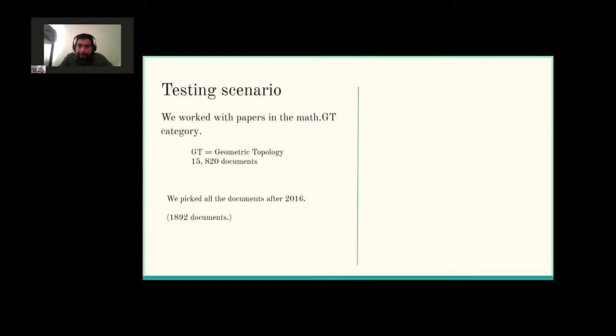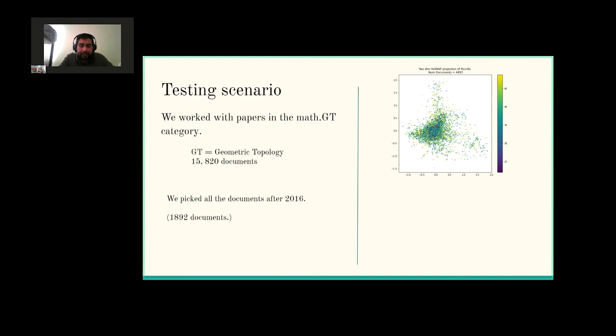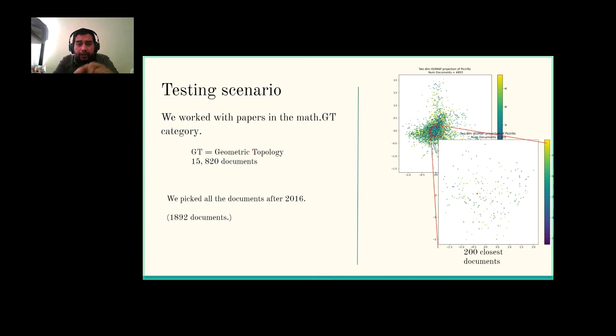So take those almost 2,000 documents, and the red dot here is one of those papers on the point cloud. We zoom out around that paper, take a closer look, and we took the 200 closest documents. We think that by looking at 200 documents, it is enough to give you an idea of what this paper is about.